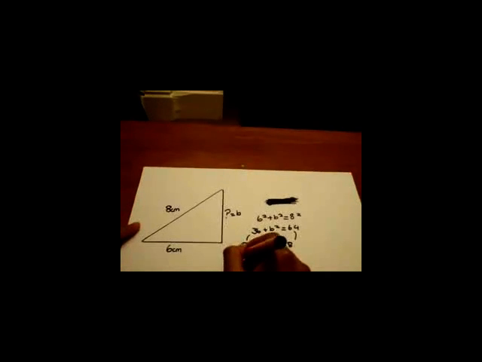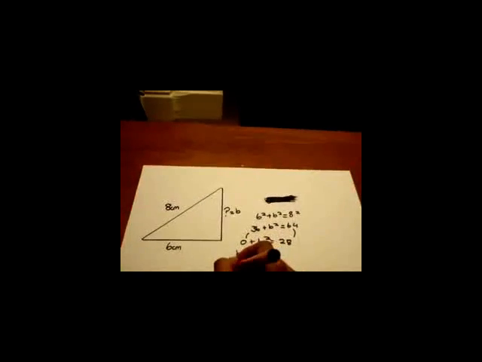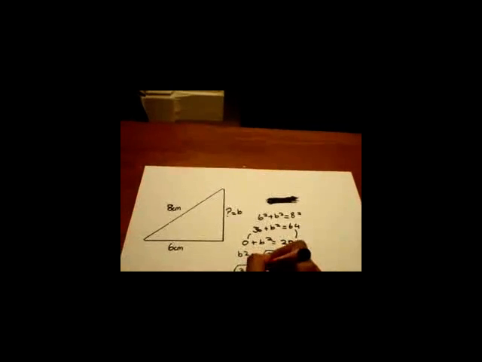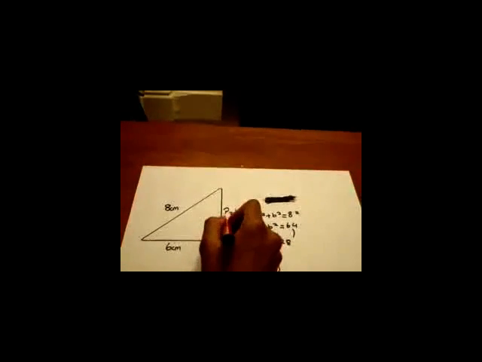So b squared equals 28. Square root, and the square root of 28 is 5.3, and that's your missing side.